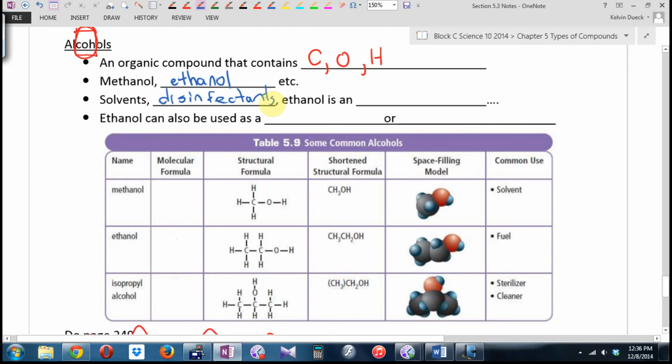So hospitals use alcohol all the time, isopropyl alcohol, to sterilize instruments. Kills germs and bacteria very, very well. Ethanol is an inebriant. What's that a fancy word for? If you're inebriated. Okay. That ethanol is the one that's in what we call drinks.